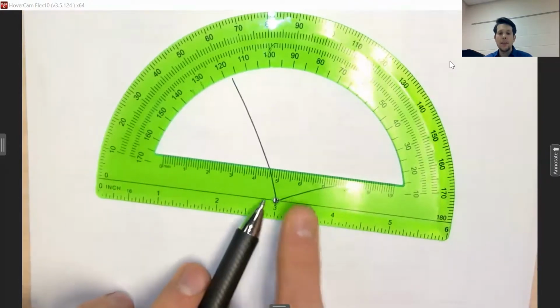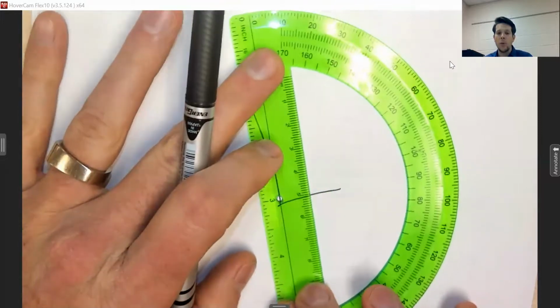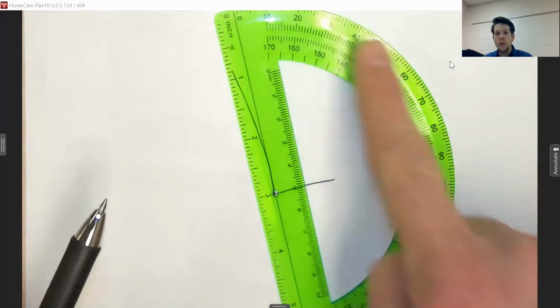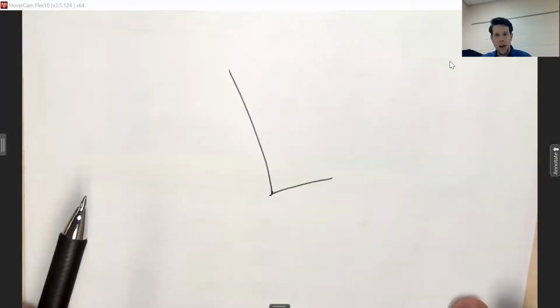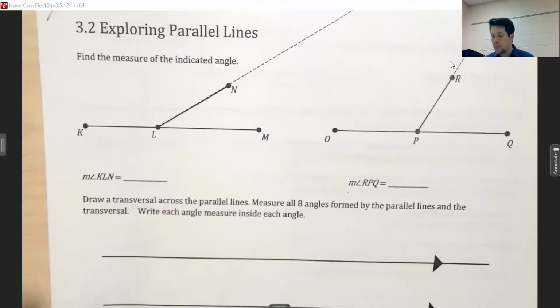Then also we have this line that is printed right next to this hole, and that is the line that you are going to want to line your angle's side up with. Then you can read your numbers and have an accurate measure. And that's what we're really going for here. We're looking for some very accurate measures. So let's line up our protractor on our first drawing right here.